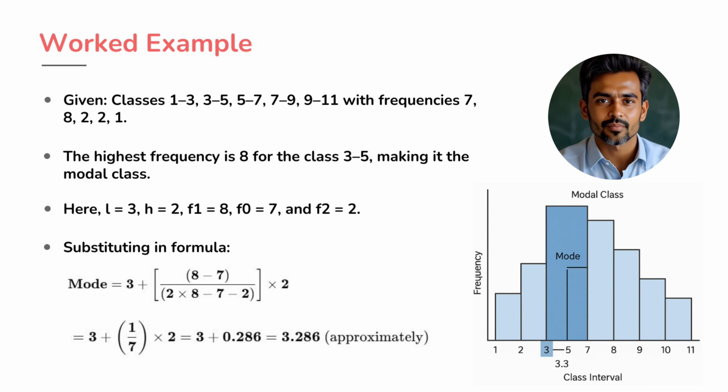Using the formula, mode equals 3 plus open bracket 8 minus 7 close bracket divided by open bracket 2 times 8 minus 7 minus 2 close bracket multiplied by 2. Simplify that. Mode equals 3 plus open bracket 1 divided by 7 close bracket times 2, which is 3 plus 0.286. So mode equals 3.286 approximately. Meaning, the most common family size is around 3 members. And if you think about it, that sounds about right. Looks like the Indian ideal family structure has not only emotional balance but mathematical balance too.